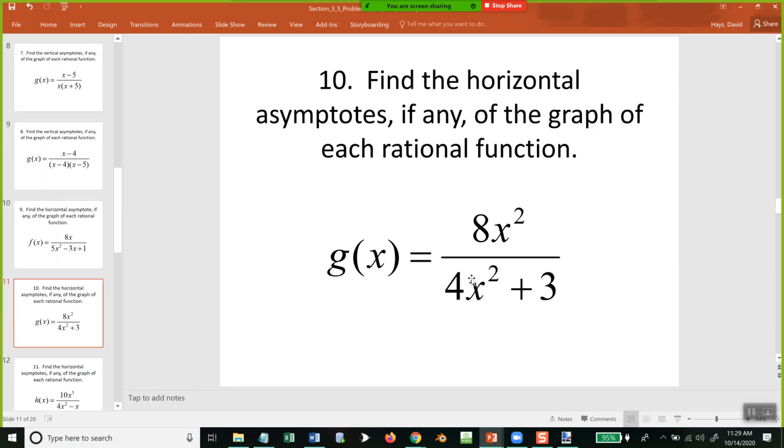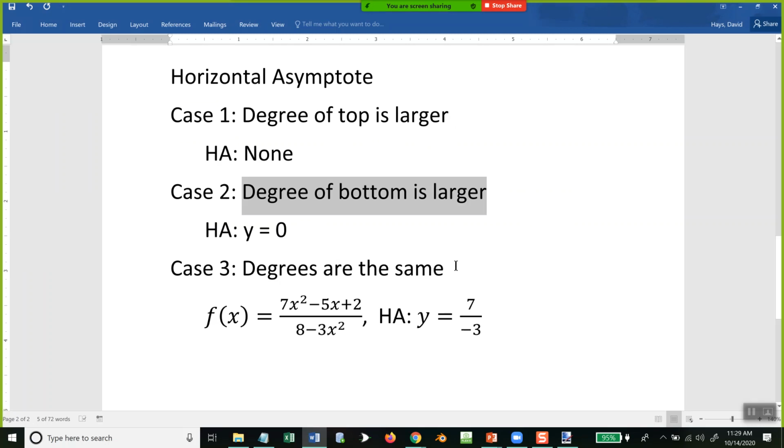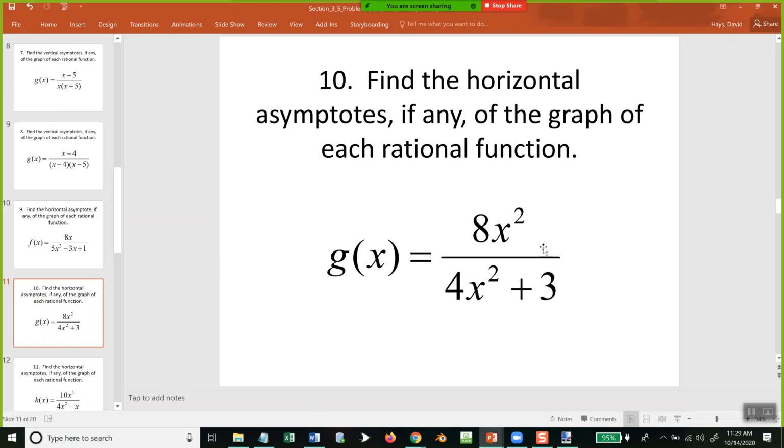Now this problem, the degree of the top is 2, the degree of the bottom is 2, so the degrees are the same. That's our third case. Degrees are the same, remember we create a new fraction. So my horizontal asymptote will be y equals 8 over 4. The 8 comes from the number in front of the x to the largest power on top, and the 4 comes from the x to the largest power down there. So 8 divided by 4 is 2, so y is equal to 2.